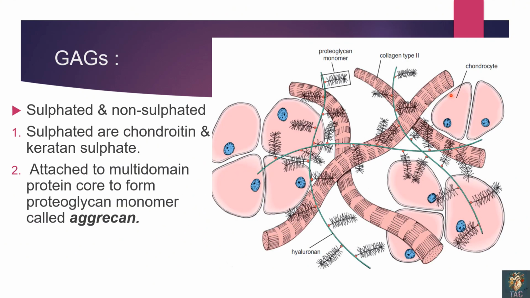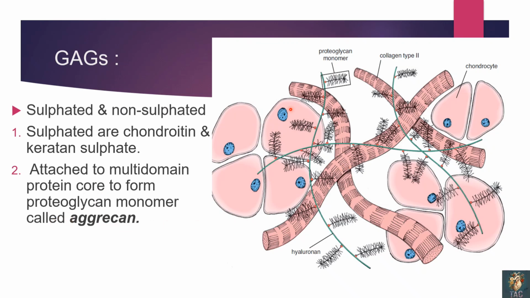So next are the GAGs, the glycosaminoglycans. These may be sulfated, these may be non-sulfated. The sulfated ones are chondroitin sulfate and keratan sulfate. They are attached to the multi-domain core protein to form proteoglycan monomers called the aggrecan.